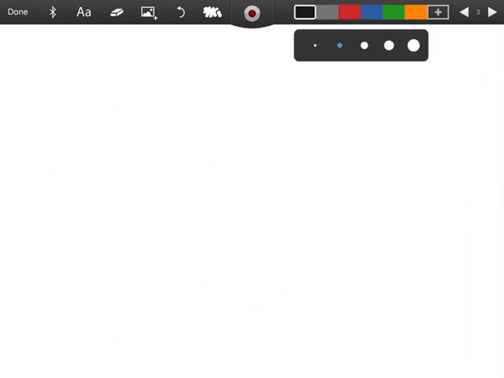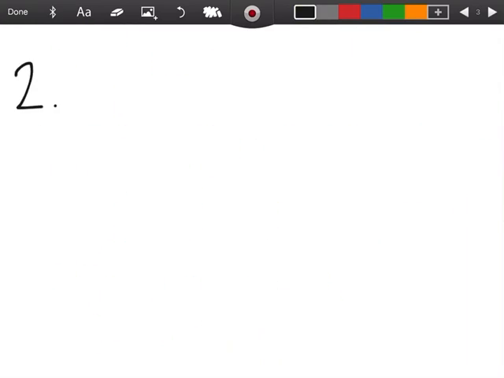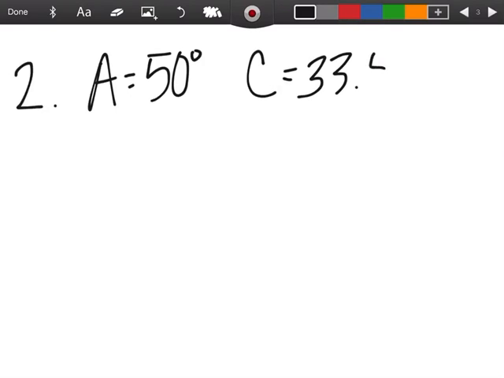Number 2, I'll write here. You can pause the video and make sure you can get it, and then we'll go over the answer. Angle A is 50 degrees, angle C is 33.5 degrees, and side B is 76.